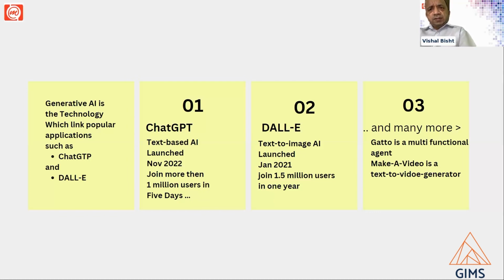First, ChatGPT is a chat-based AI launched in 2022, and 1 million users joined within 5 days. So you can understand the power of these generative AI tools. DALL-E, the text-to-image AI, launched in 2021 and gained 1.5 million users in a year. Different kinds of tools are already available in the market right now in generative AI, where we can generate videos and coding. Now the next slide.